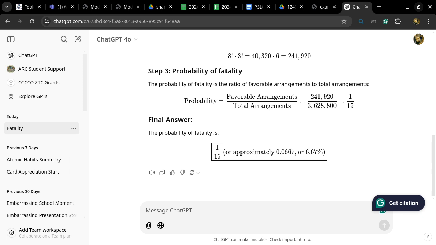Yep, got to do the same answer. Now, how should you feel about this? No, it did not. That's what ChatGPT is supposed to do. It just gives you the answer with explanation along the way.